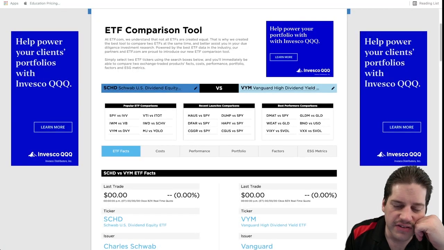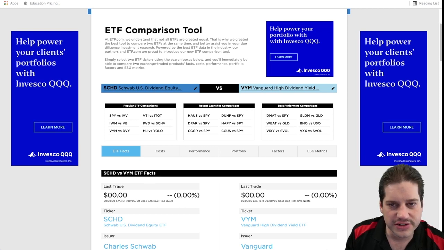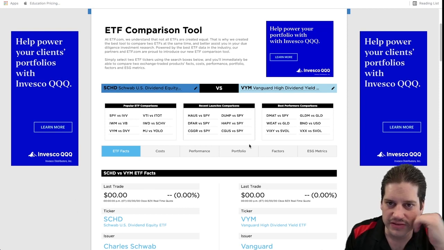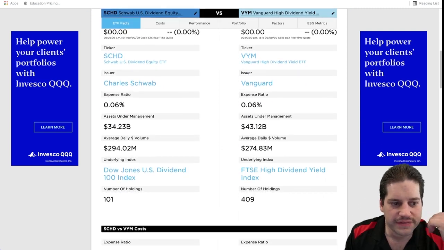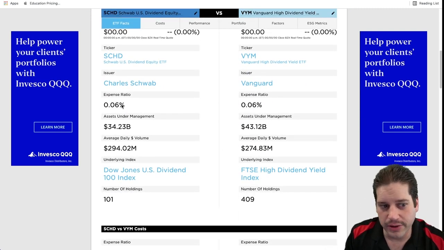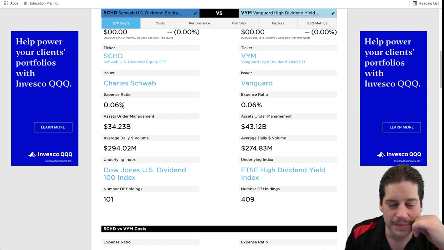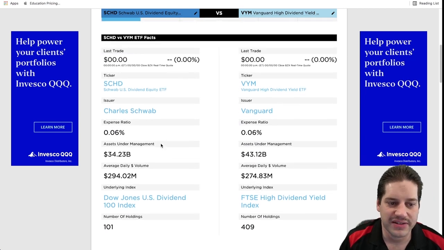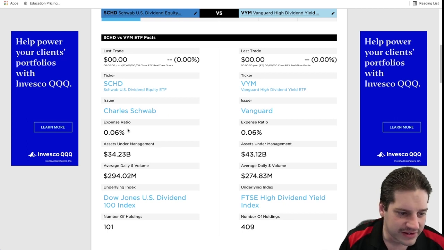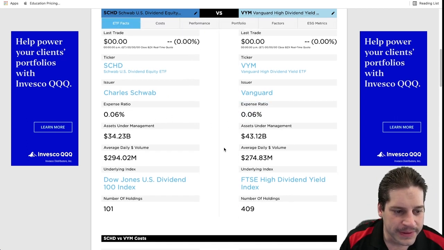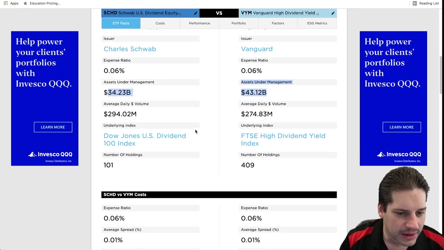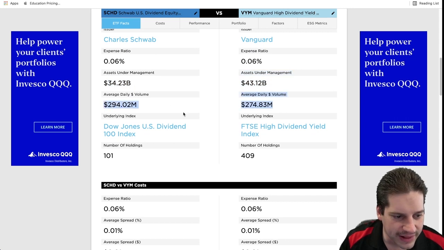Looking at this ETF comparison tool, here you can see SCHD versus VYM, and they're very similar in terms of all the statistics here. First off, the expense ratio is very low for both, 0.06%. That's cheaper than all the income funds I currently have, so that's basically free in my book. That's an insanely awesome expense ratio. Assets under management are pretty similar here, with about a $9 billion difference. They both have good volume.